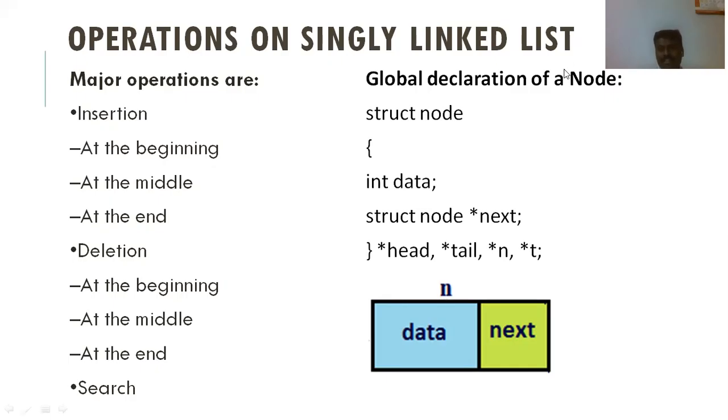And global declaration of node. How can you declare the node in single linked list? Struct is a structure keyword. Node is a structure name. Node, open and close braces, you have a declaration part. You declare the integer data position, struct node next position. You have only two important positions in the node. One is the data position and the other is the address of the next position. Then integer data, struct node pointer next position. Then pointer head, pointer tail, pointer n and t.